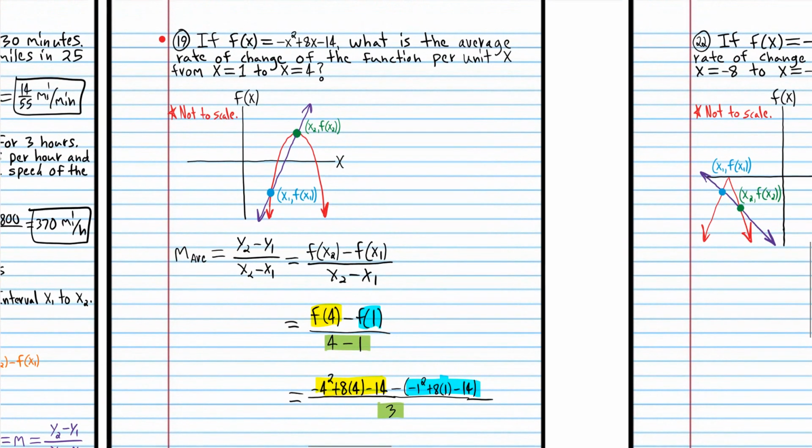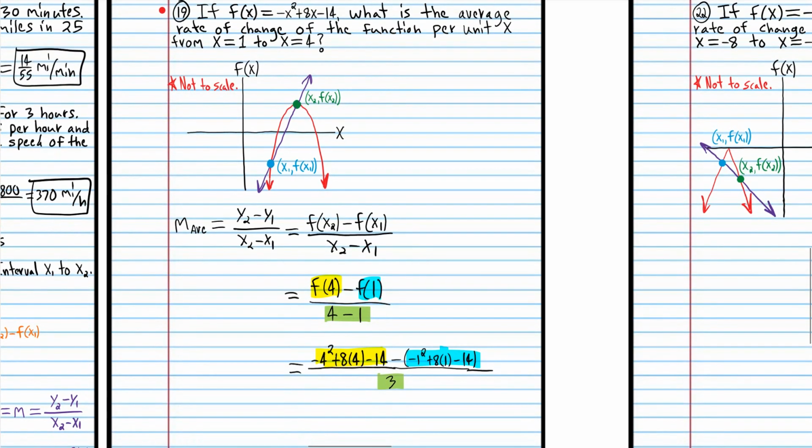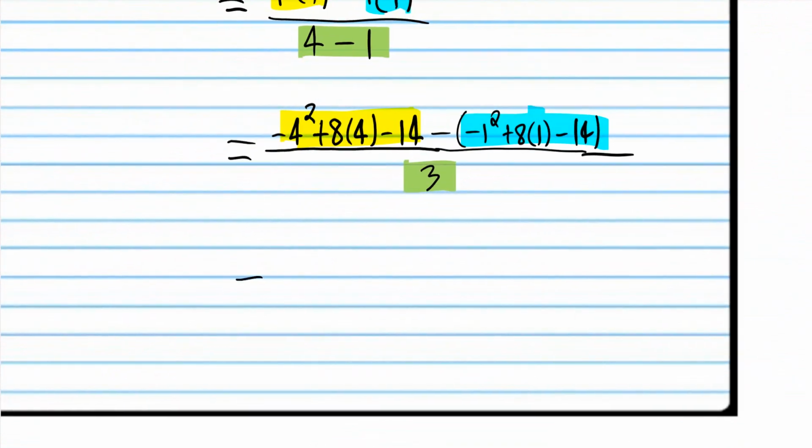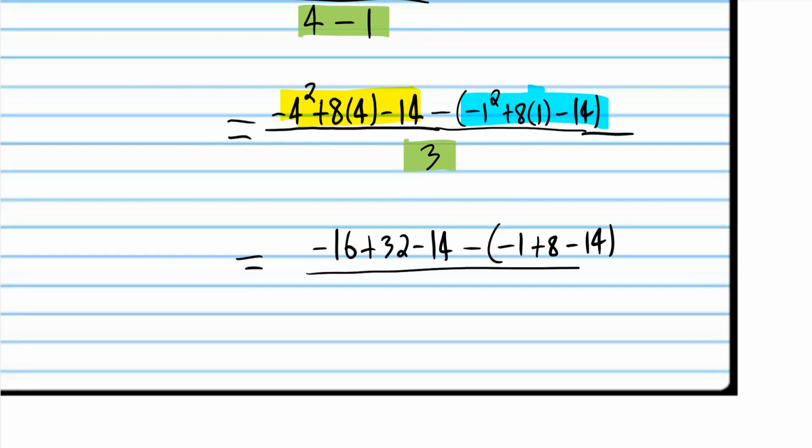This problem doesn't give us the y values. It only gives us the x values. So in order to calculate the difference in y, the change in y, we have to actually plug in these x values into our function. So that's what we did here. So let's do our final calculations. We have negative 16 plus 32 minus 14 minus negative 1 plus 8 minus 14 over 3.